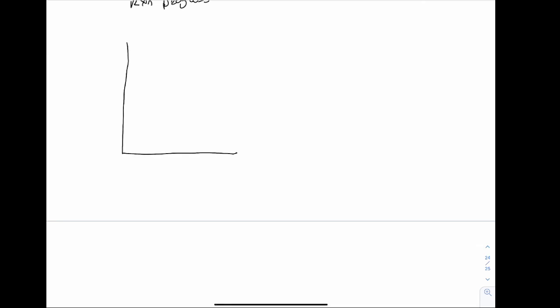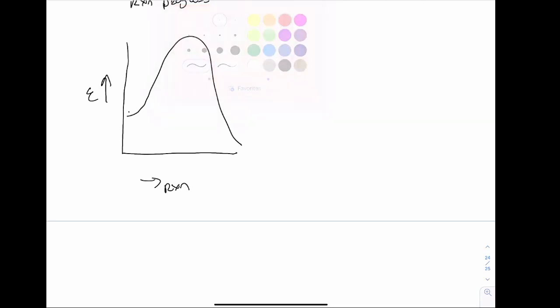So I'm going to start here and I'm going to go up and then I'm going to come back down. That's pretty ugly, but we'll go with it. So energy, reaction, and actually I want to try to make it a little bit better. So we're going to start, we're going to go up, and we're going to come back down. So my activation energy again is this difference.